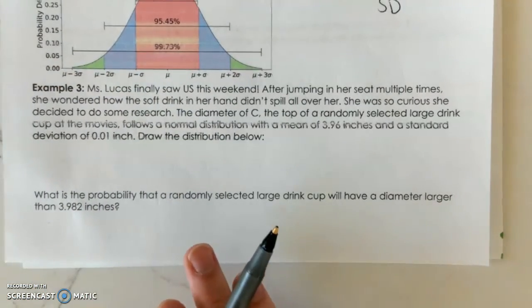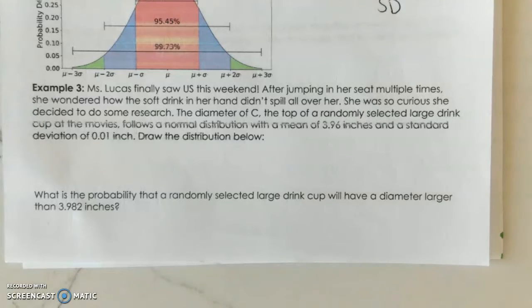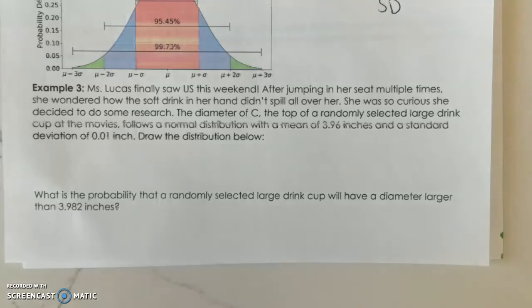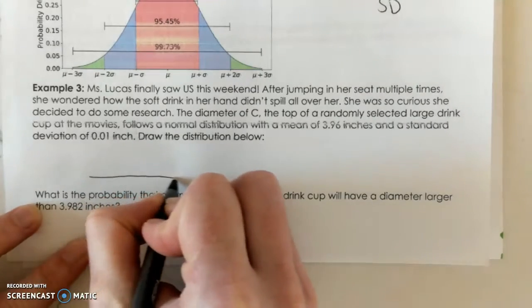Hey, dogs. Shh. All right, example 3. Miss Lucas finally saw us this weekend. After jumping in her seat multiple times, she wondered how the soft drink in her hand didn't spill all over her. She was so curious she decided to do some research. The diameter C of the top of a randomly selected large drink cup at the movies follows a normal distribution with a mean of 3.96 inches and a standard deviation of 0.01 inch. Draw the distribution below. All right, so I have a normal distribution.